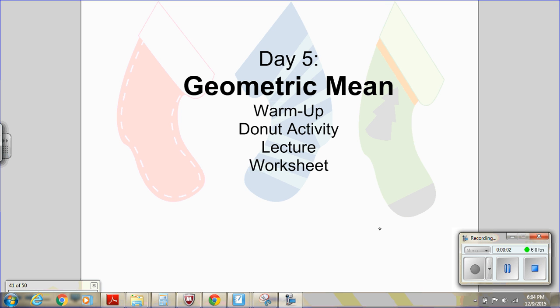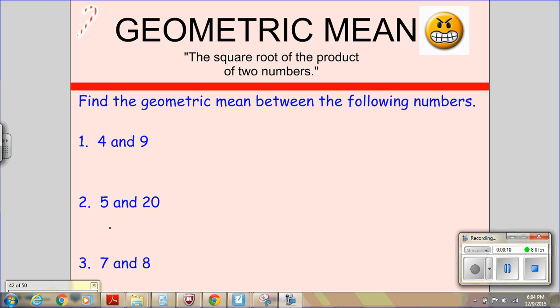Unit 6, Day 5 notes. Today we're going to discuss finding the geometric mean. Geometric mean means to find the square root of the product of the two numbers. So we're going to find the geometric mean for the first few numbers.